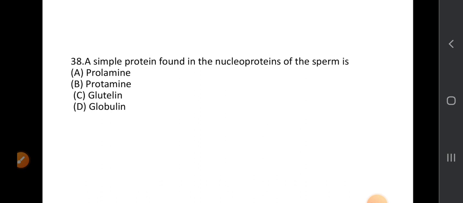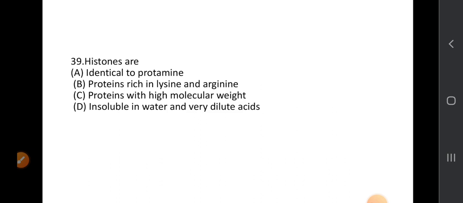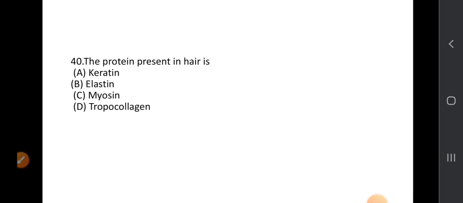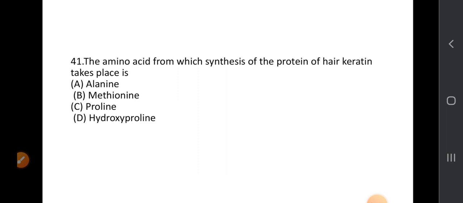38th question is, a simple protein found in the nucleoproteins of sperms is prolamine, protamine, glutathione, or globulin. 39th question is, histones are identical to protamine, proteins rich in lysine and arginine, proteins with high molecular weight, or insoluble in water and dilute acids. 40. The protein present in hair is keratin, elastin, myosin, or tropocollagen. 41. The amino acid from which synthesis of protein of hair keratin takes place is alanine, methionine, proline, hydroxyproline.